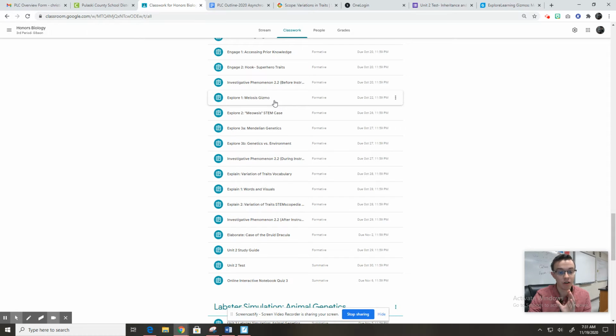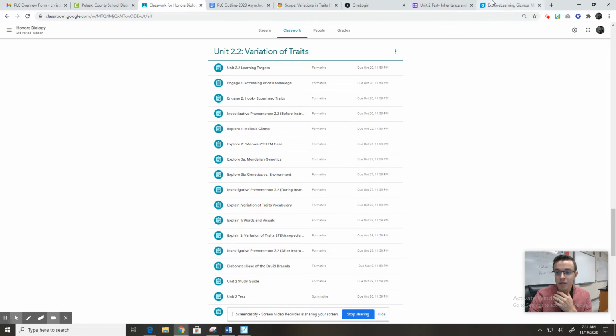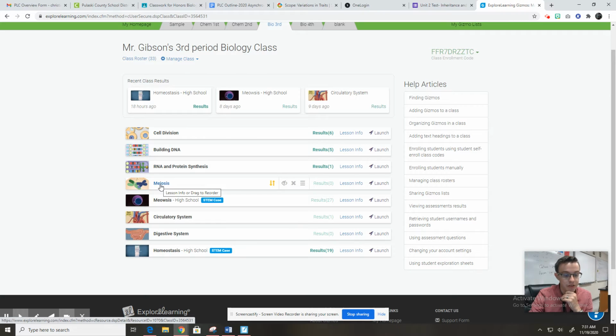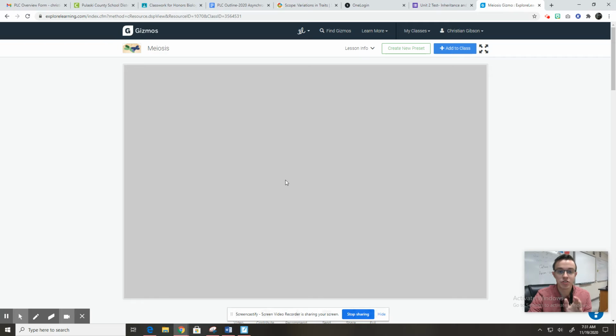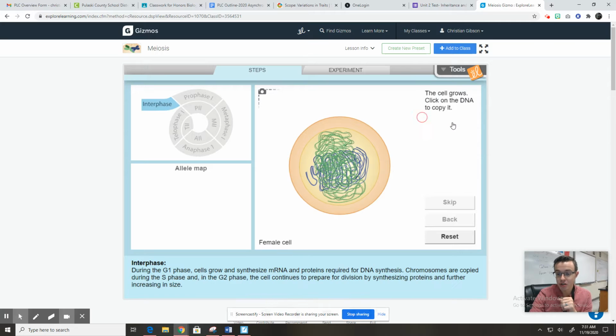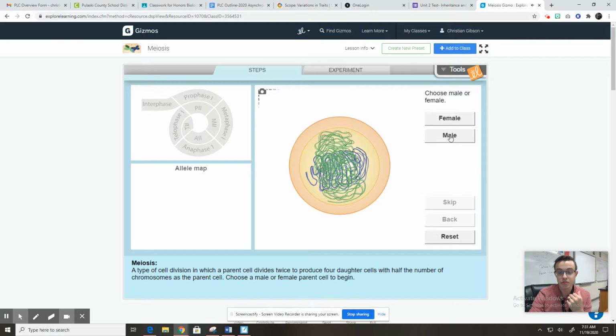These gizmos are pretty amazing. So let me show you some of these. Part of this unit was over meiosis, and so we have a meiosis gizmo here that walks them through all the steps of spermatogenesis and oogenesis. So meiosis to form sperm cells and meiosis to form egg cells. And they can see the differences in the two processes, but overall, if it will ever load, overall, it shows them the difference in how meiosis occurs in males versus females.